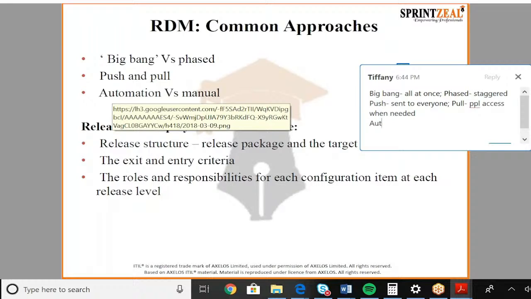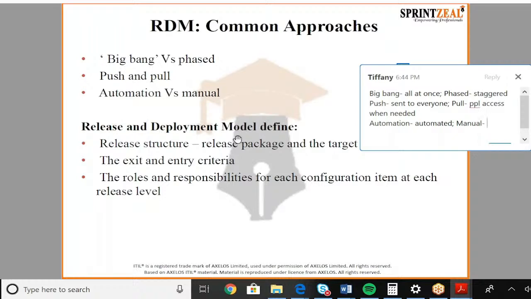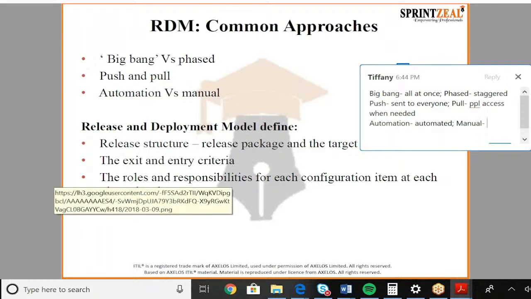And of course, automation, which has an automated mechanism to it versus manual. So can releases have aspects of all three of these components? Like, can it be an automatic push big bang? Yes. Okay. Yes. Exactly.